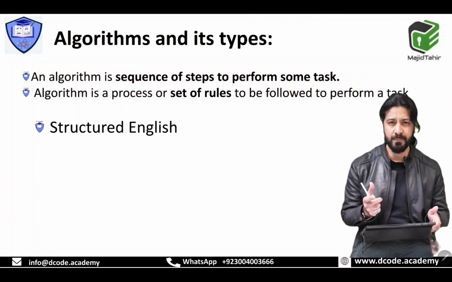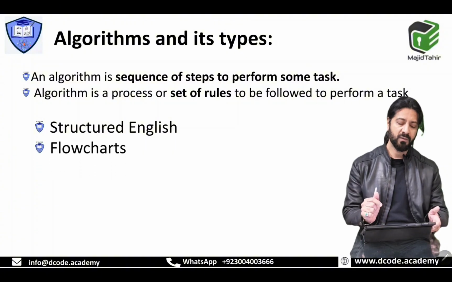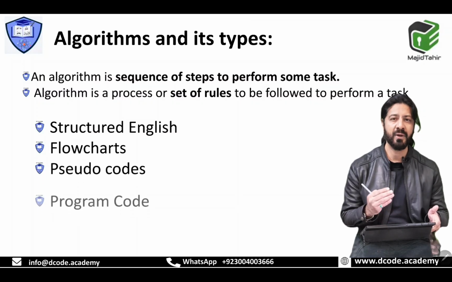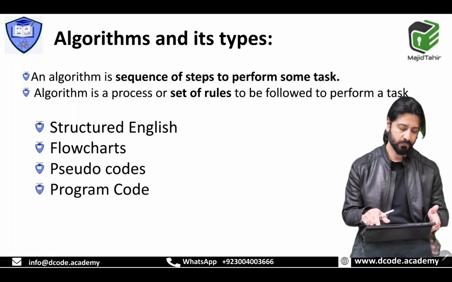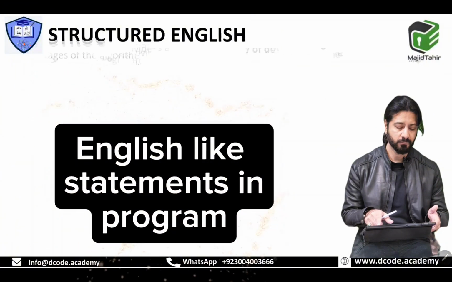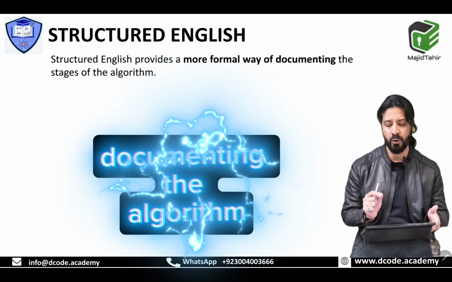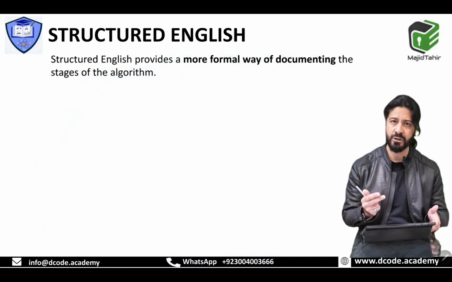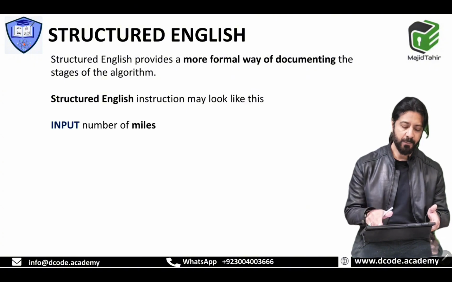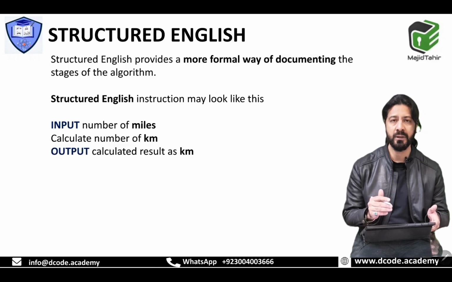So we have different types of algorithm. First of all, we have structured English. Then we have flowcharts. Then we have pseudocodes. And then we have program code. So first of all, we are going to talk about structured English. Structured English provides a more formal way of documenting the algorithm or stages of algorithm. Structured English may look like this: input number of miles, calculate number of kilometers, output calculated result as kilometer.